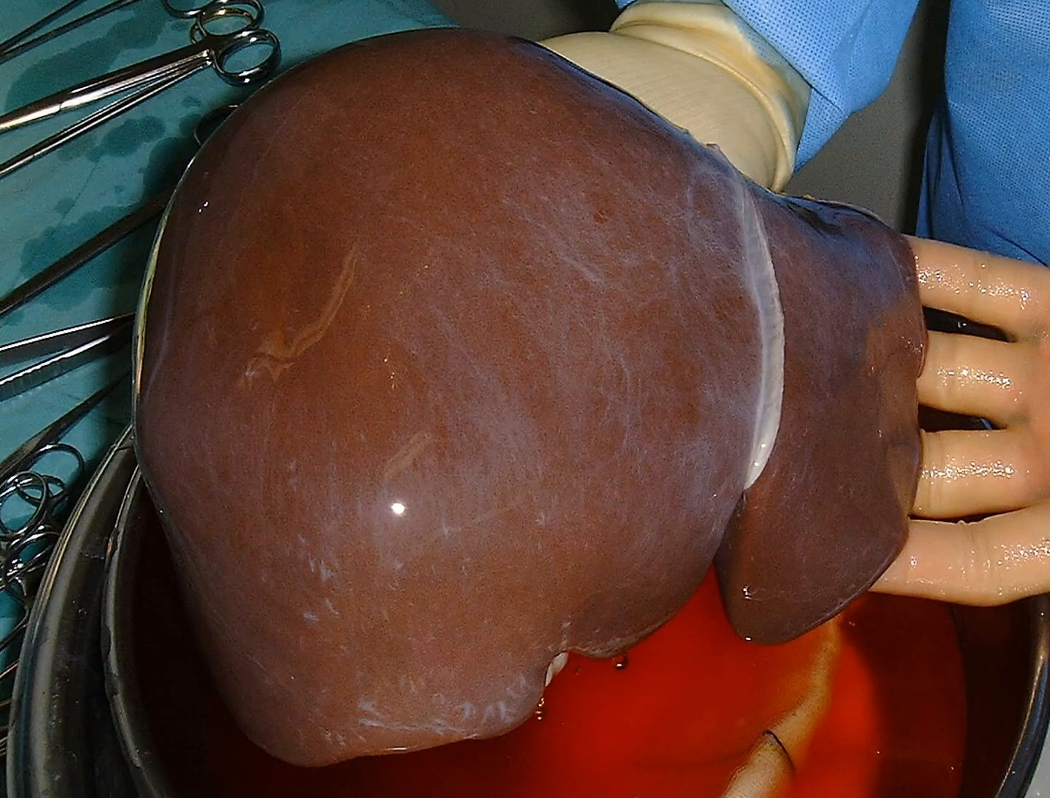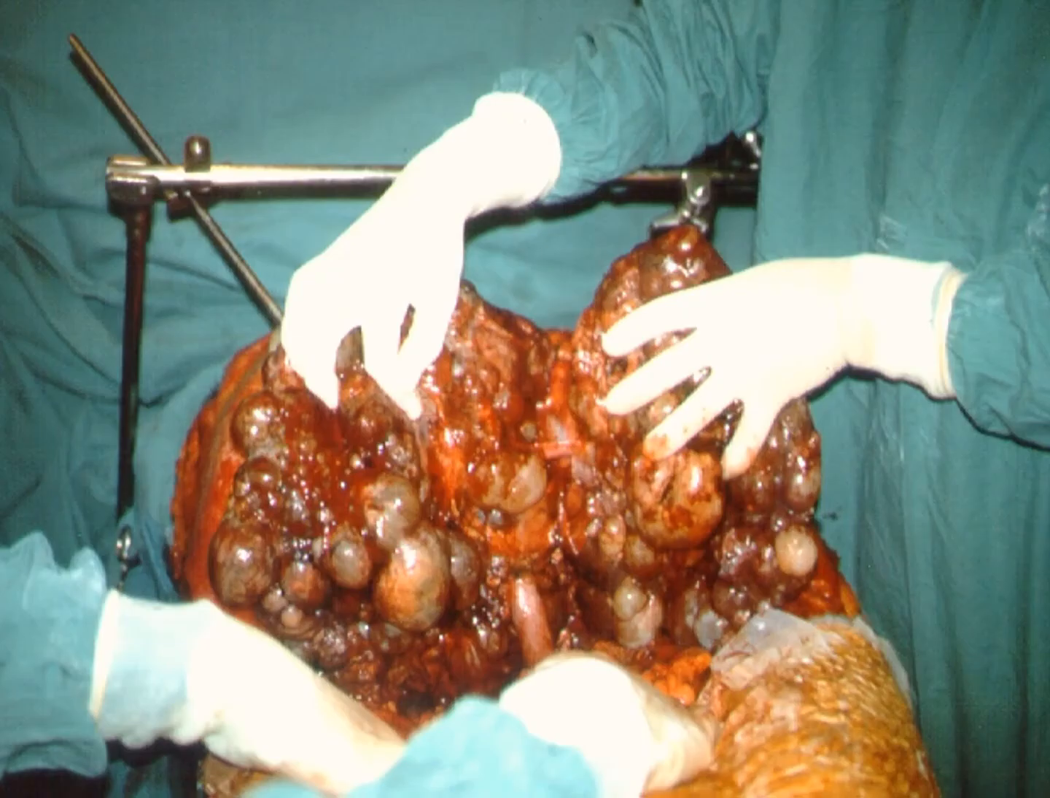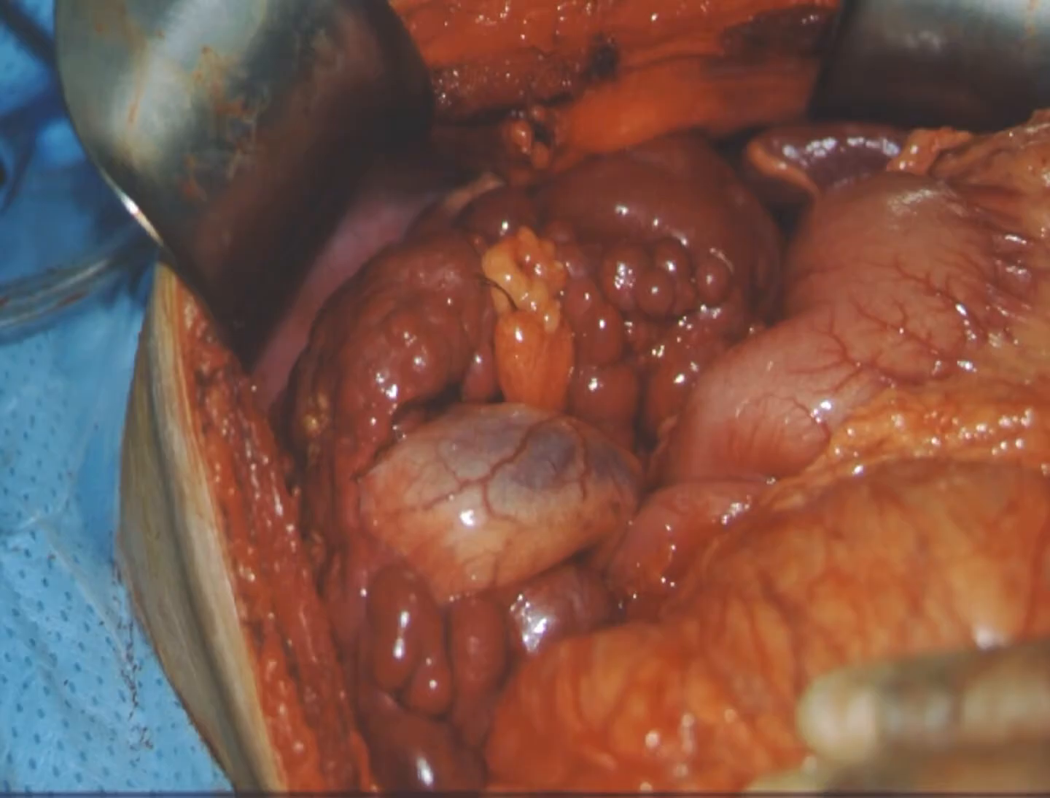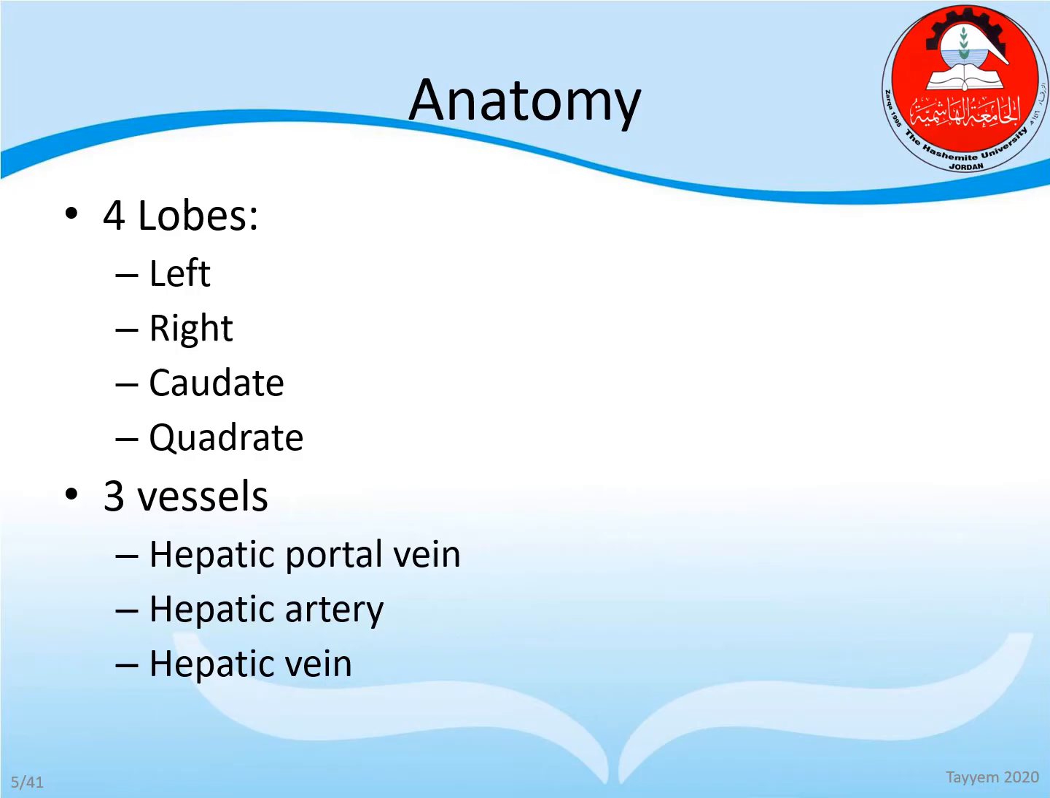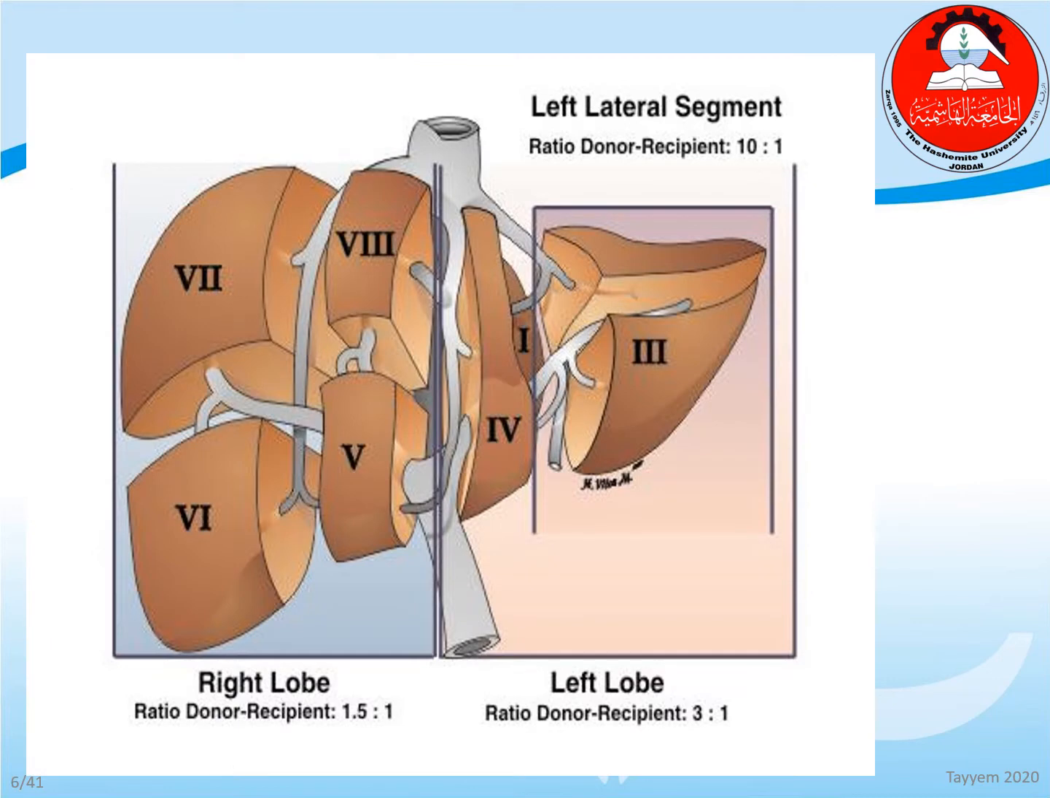This is just to show you how a normal liver looks, and these two slides will show you how an abnormal liver looks. Now, just to remind us about the anatomy of the liver, we have four lobes: right, left, caudate, and quadrate, and there are three blood vessels supplying the liver: hepatic portal vein, hepatic artery, and hepatic vein. And these are the segments of the liver.